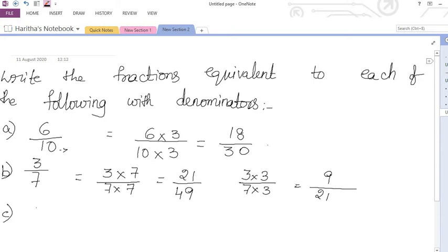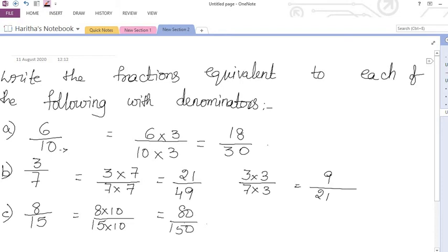Okay, 8 by 15. Which number will we take? Okay, directly we'll go with 10. 8 tens are by 15 tens are. 8 tens are 80, 15 tens are 150. See, this is very simple children.